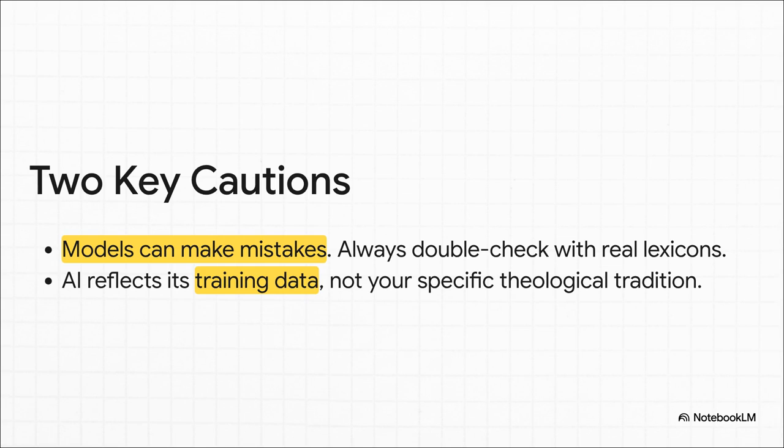And let me give you 2 big warnings here. First, AIs make mistakes. They can get the grammar wrong or completely miss an important scholarly debate. So you've always got to double-check its work against real books, lexicons and commentaries. And second, just remember, the AI learned from the entire internet. It doesn't have your specific theological background, so you always have to evaluate its output through that lens.